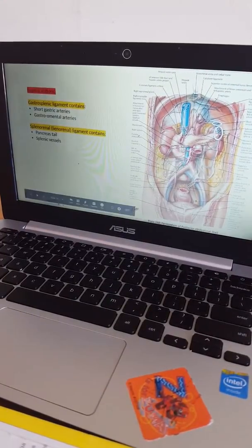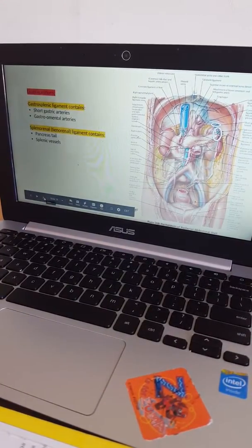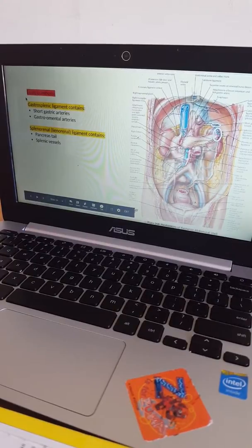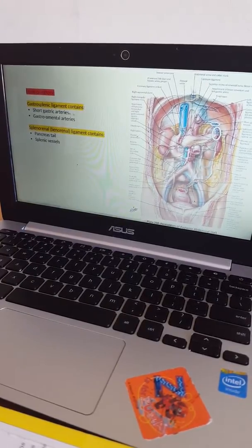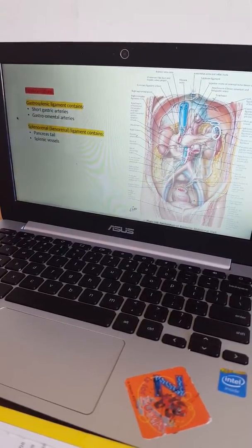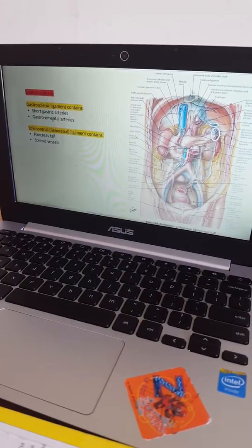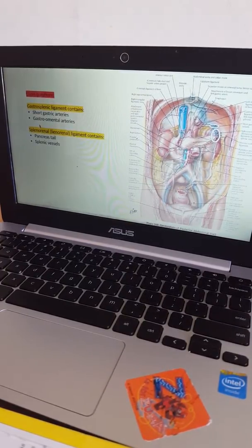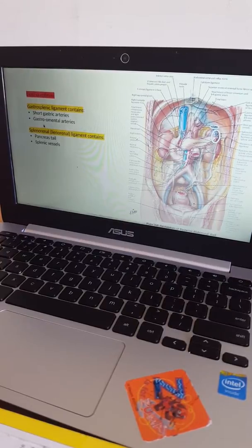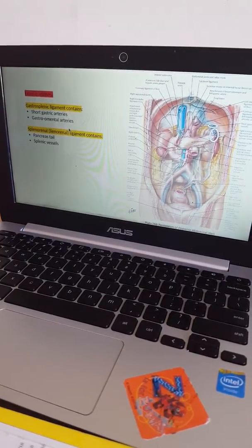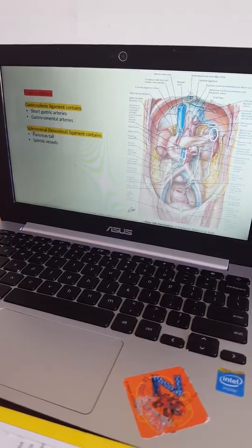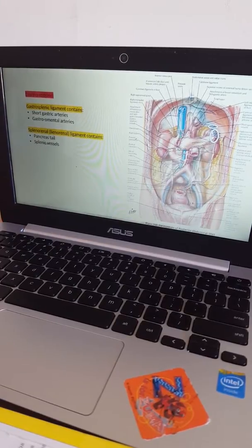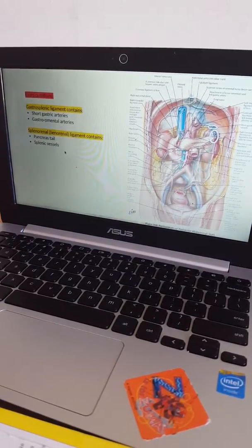So we were on this slide number 24. We did the exam questions about the gastrosplenic ligament, which contains short gastric arteries supplying the greater curvature of the stomach, and then gastroepiploic arteries, which supply the greater omentum attached to the greater curvature. And the splenorenal ligament contains the pancreas tail and splenic vessels, which we did earlier.